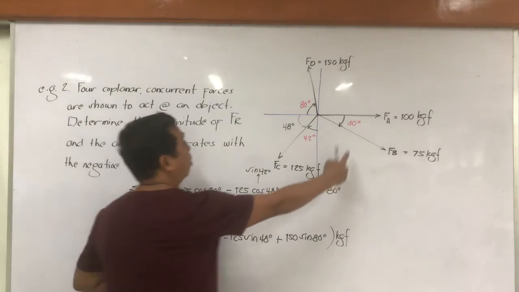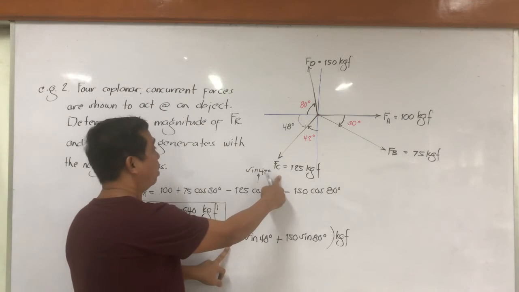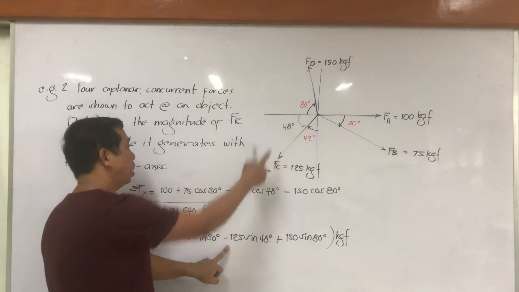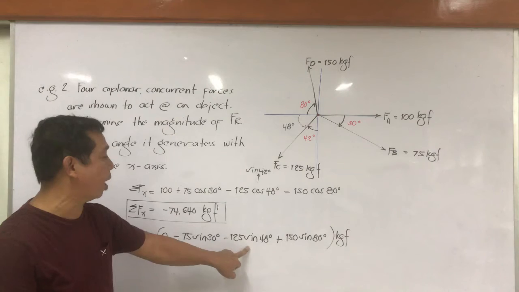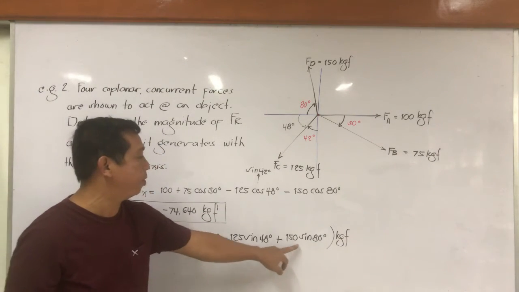Check lang. For FA, wala siyang y component. Tapos, ang FBy mo, negative 75 sine of 30. Ang FCy mo, gamit ang 48 degrees na nakadikit sa x, would be negative 125 sine 48. Positive naman ang FDy at 150 sine 80.